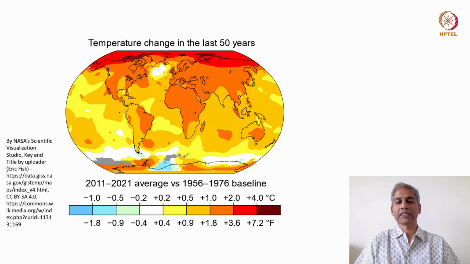This image shows us the same pattern except on a global scale. So here we are plotting global surface temperatures as an average for 2011 to 2021 against a baseline of 1956 to 1976. And over most of the world, we see a warming trend. In fact, a lot of the warming is seen towards the poles in the Arctic, which has seen a temperature change of around 2 degrees centigrade, which is indeed quite a lot and very worrisome.